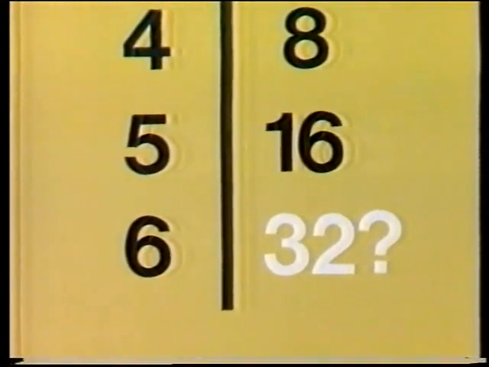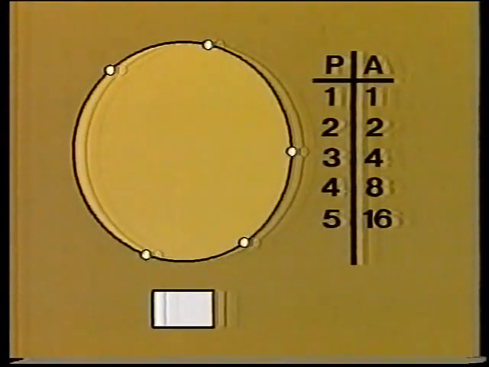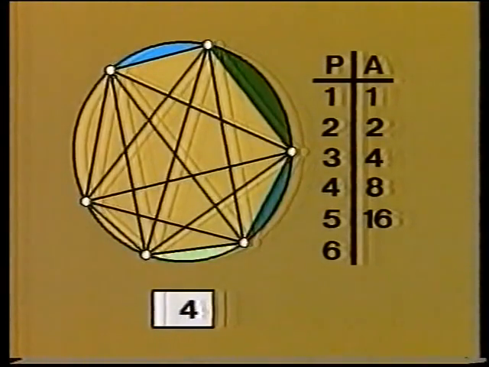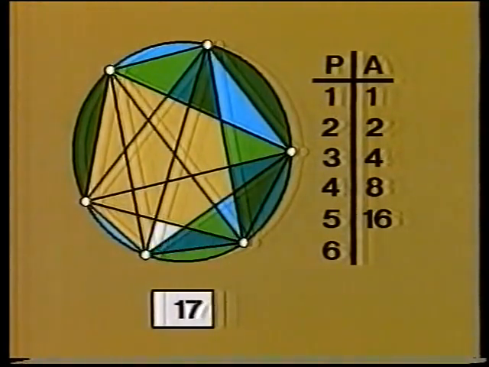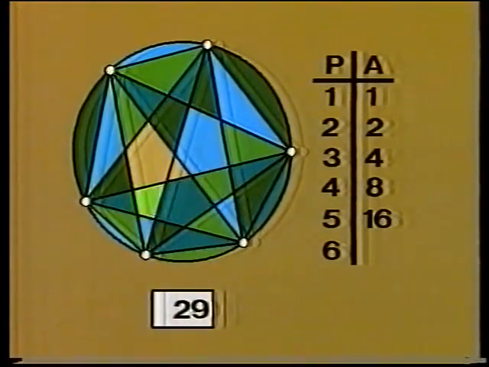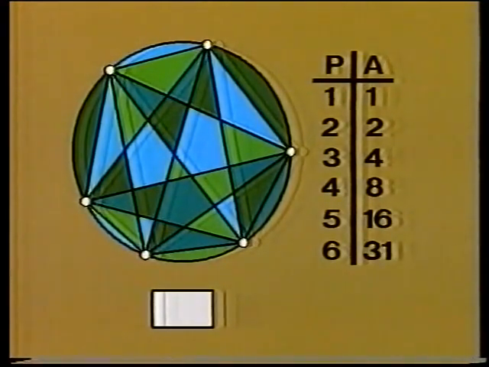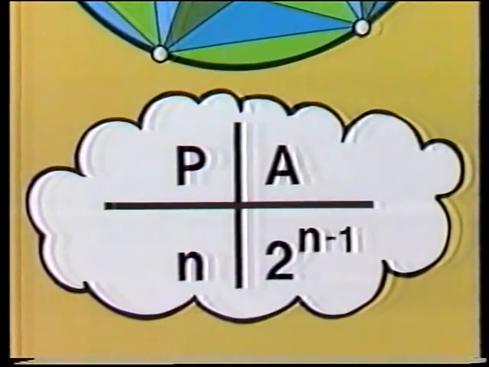So, let's check that. Here are the 6 points. Let's count the areas. Well, it's 31. And no matter where you put the points in the circle, you'll never get more than 31. Well, this is an example of a guess, a conjecture, which actually turns out to be wrong for n equals 6. And it's not the first time that we've had a conjecture which turns out to be wrong.